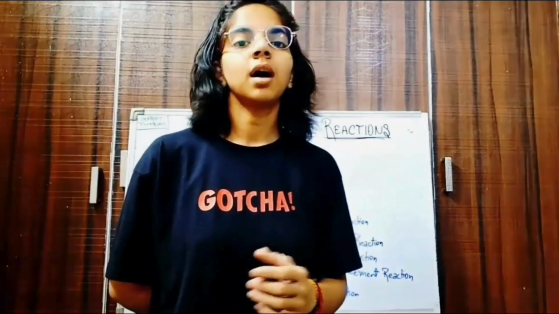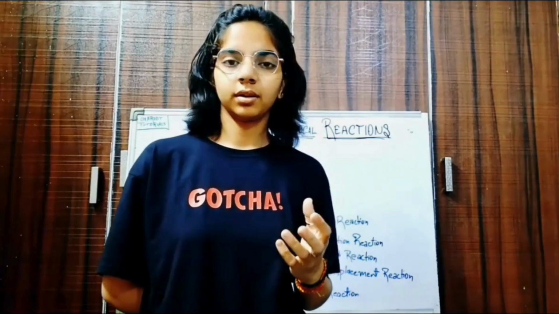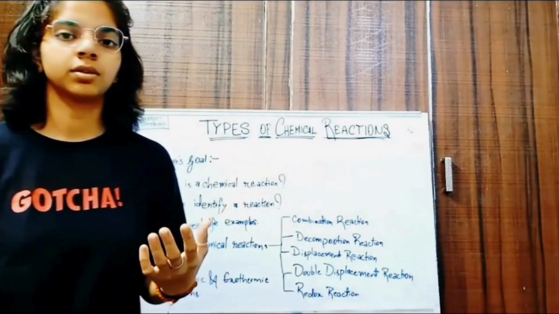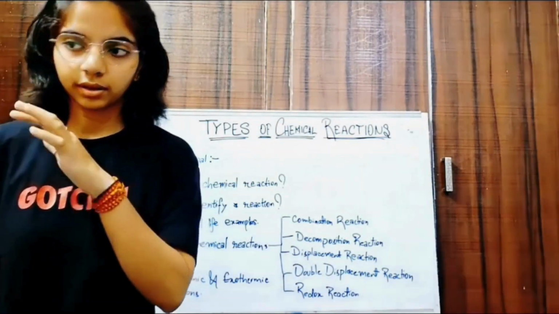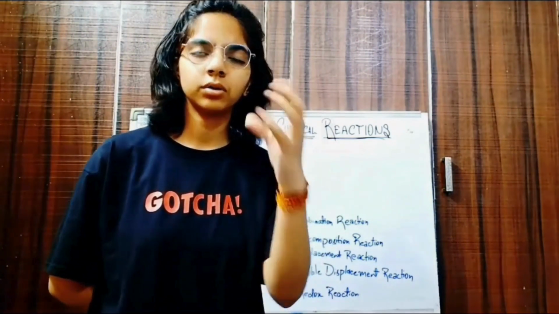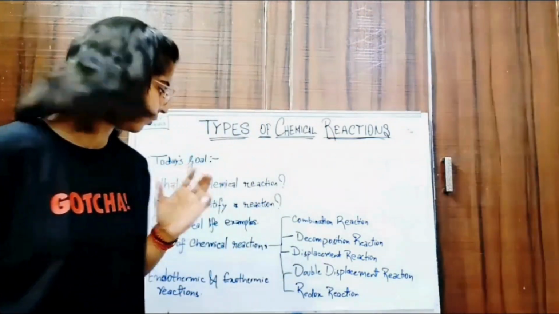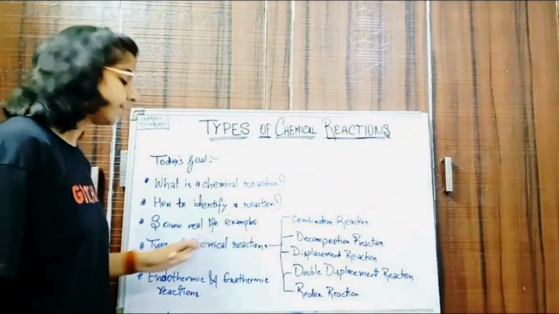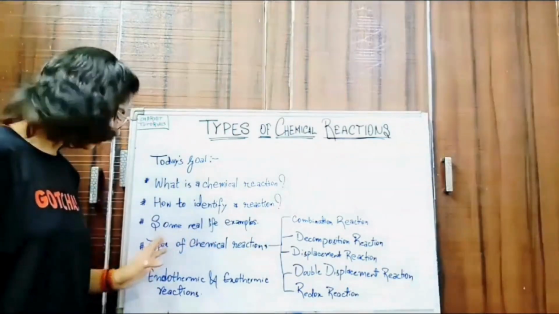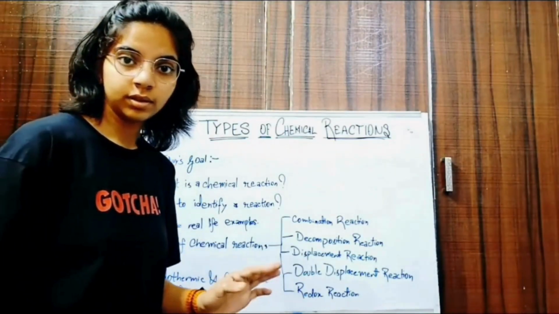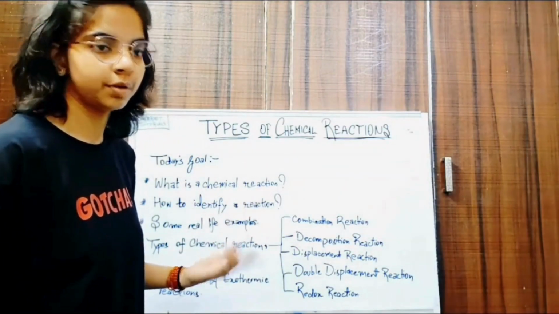See, we all are surrounded by chemistry. Everything is chemistry. Our atmosphere, we ourselves, our cellular structure, our molecular structure, everything is chemistry. So in our daily life there are a lot of chemical reactions taking place. We will see some basic real life examples of the chemical reactions that take place in our daily life.